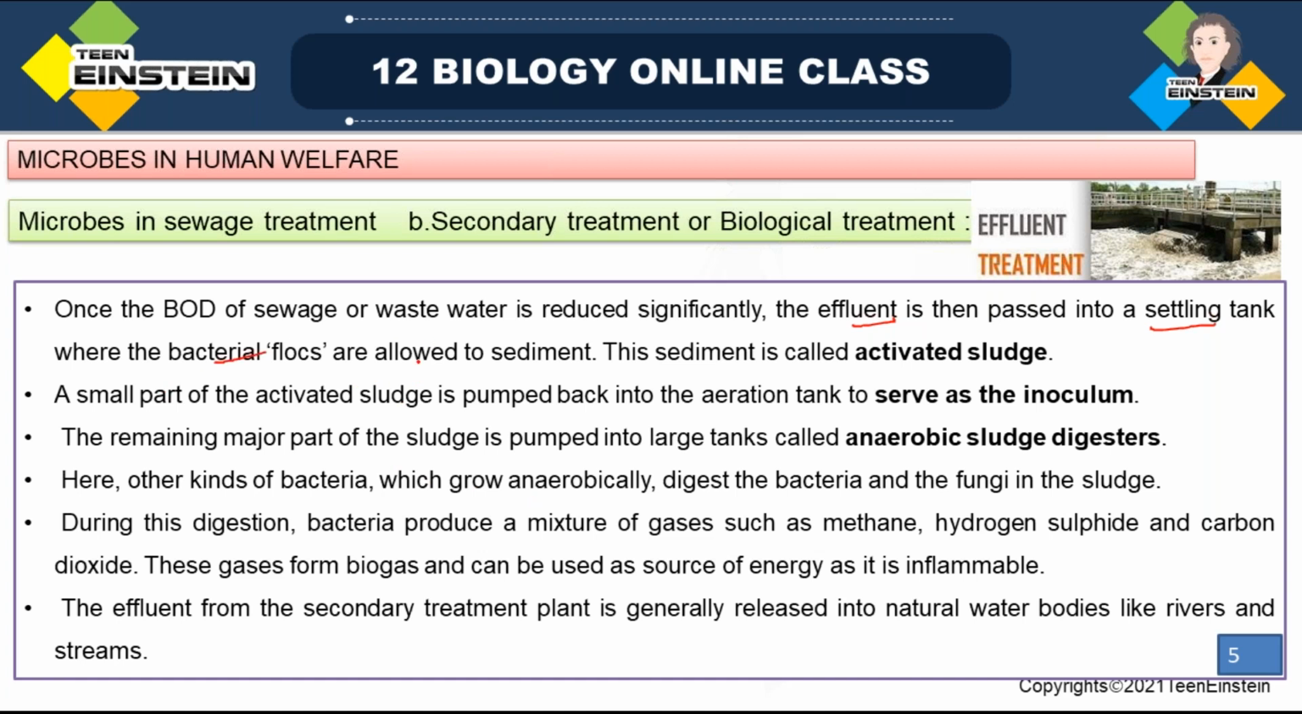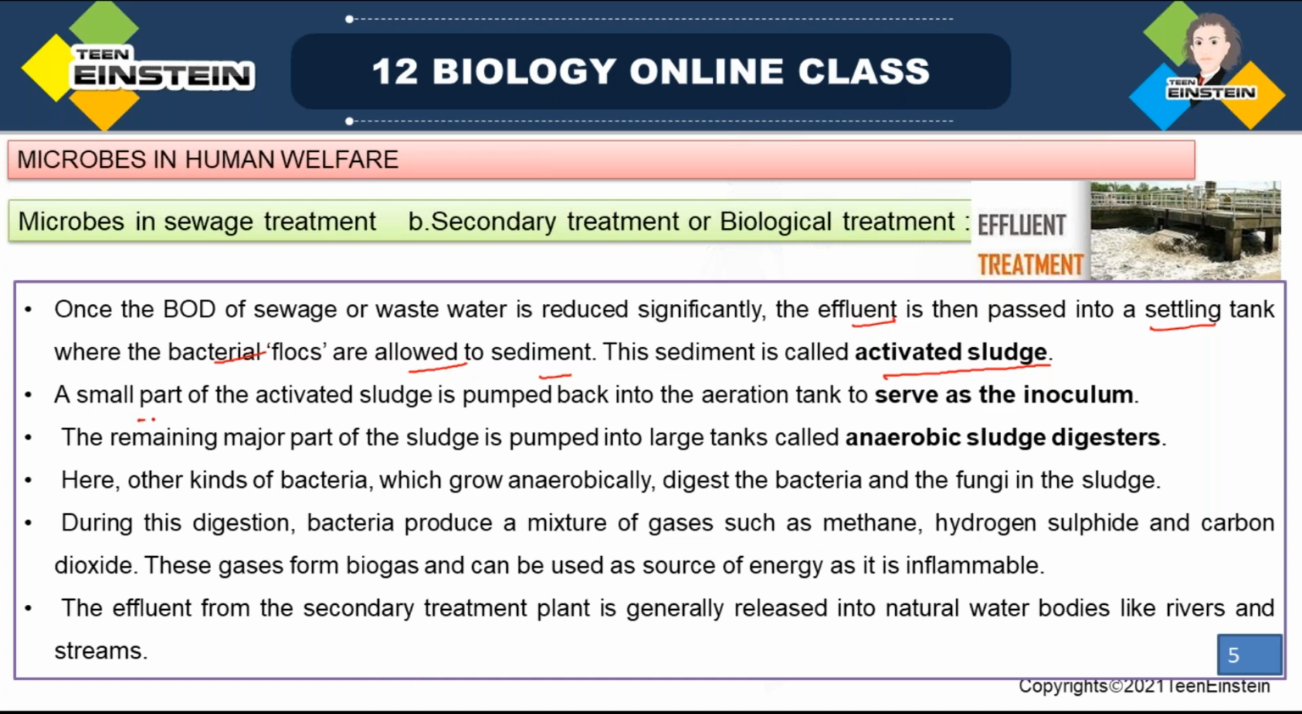The bacterial flocks are allowed to sediment. Okay, when the BOD level of the wastewater is very low, the effluent is sent to a settling tank, and the bacterial flocks are allowed to sediment. That sediment is called activated sludge. When the bacterial flock sediments, that sediment is called activated sludge.